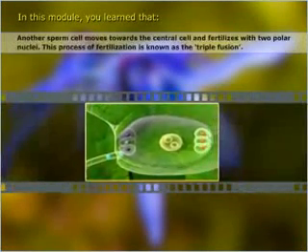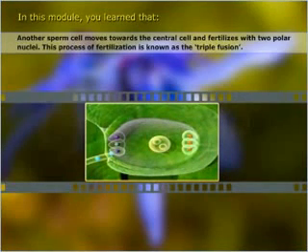Another sperm cell moves towards the central cell and fertilizes the two polar nuclei. This process of fertilization is known as triple fusion.